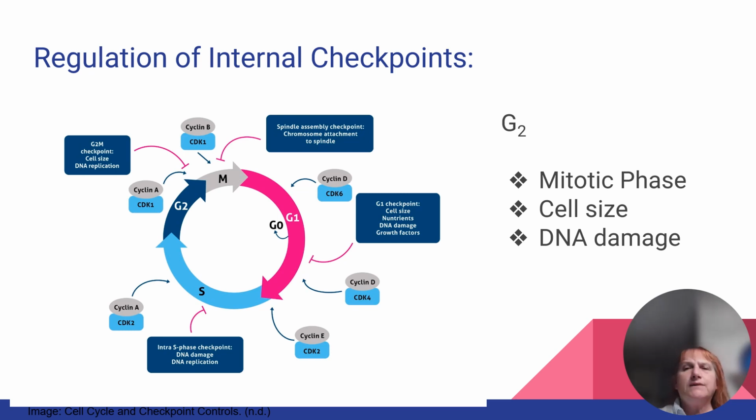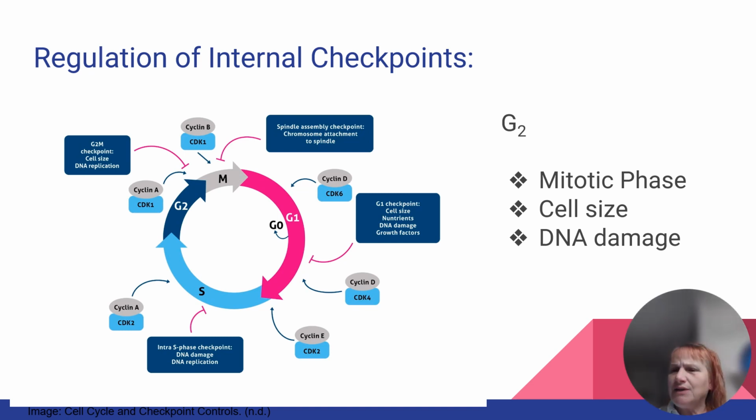G2, mitotic phase. Cell size, DNA damage. And that one's over here. It's a checkpoint: cell size, DNA replication. If conditions at this checkpoint are not met, the cell cannot enter the mitotic phase. As with the G1 checkpoint, cell size and protein reserves have to be adequate. For this reason, RNA and protein synthesis continue, and the cell just about doubles in size.